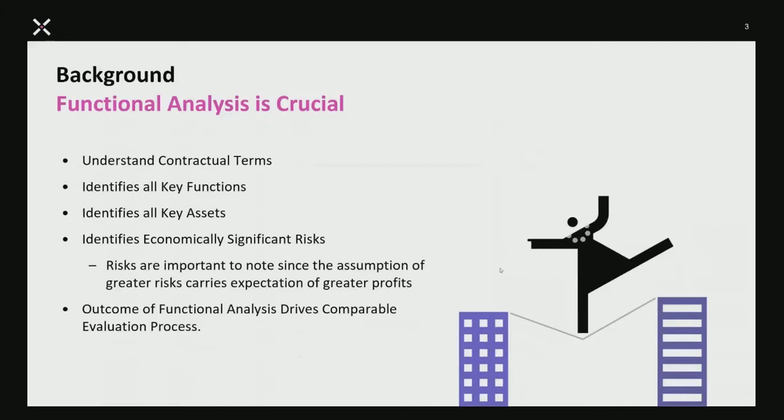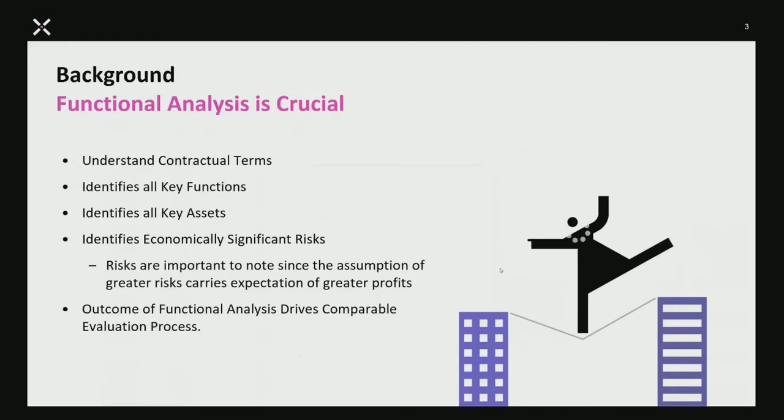But even before we determine the method, in order to determine the appropriate method to apply to any particular intercompany transaction, the functional analysis is crucial, right? I think it was session number 2 where we talked about the functions, assets, and risks, and how to perform functional analyses and why it's so important. Really, the functional analysis, to reiterate, is getting an understanding of the contractual terms and the key functions, assets, and risks.